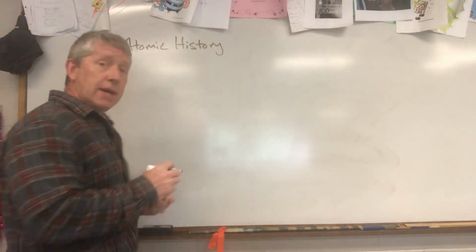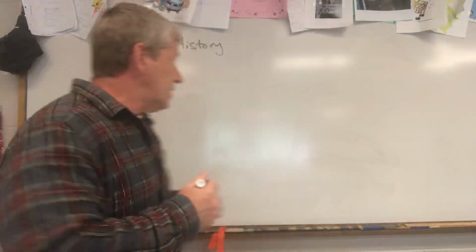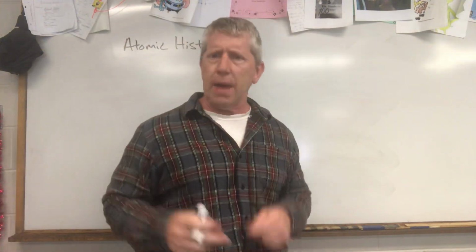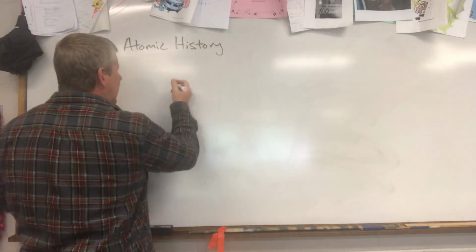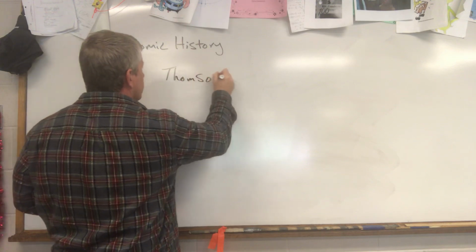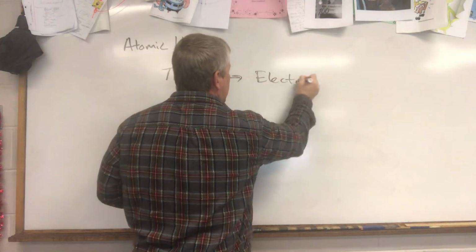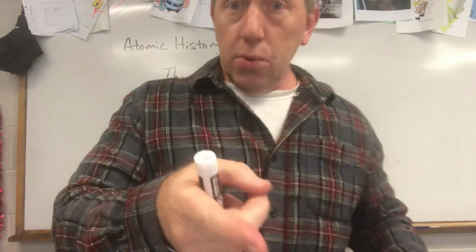It was in the late 1800s that Thomson, the first guy on that little list, discovered the electron. J.J. Thomson, cool name, J.J. Thomson. So in the late 1800s, Thomson discovers the electron. He's the electron guy, all right? Thomson was followed by Millikan.